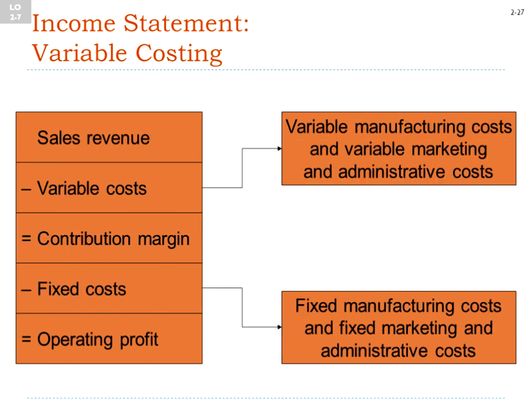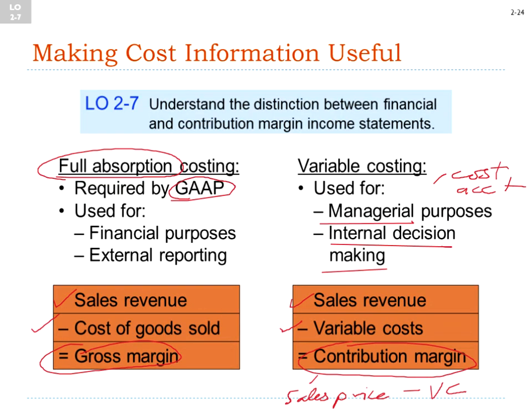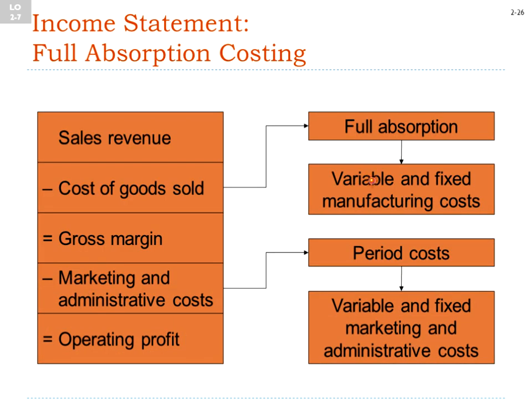So in both cases, you end up with the same amount. Under variable costing, variable is subtracted first, and then fixed is subtracted second. Whereas under full absorption costing, you have variable and fixed on both the top and the bottom. The difference here is that manufacturing costs are going to be split out from marketing and administrative costs.